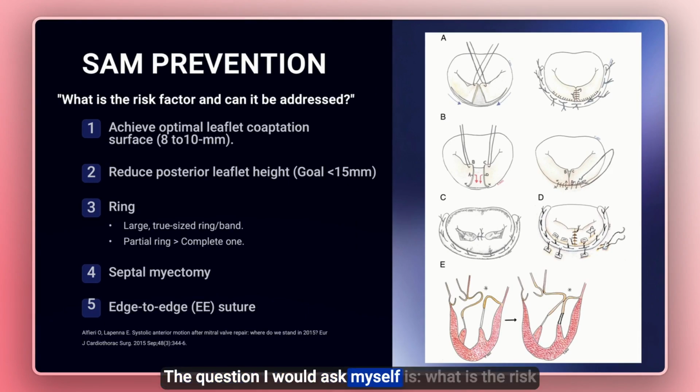The question I would ask myself is, what is the risk factor for SAM and what can be done to address it? First off, the goal is to achieve the optimal coaptation length. Again, this is 4 to 10 millimeters, but really optimally it's 8 to 10 millimeters. Over that, you can have too much redundant tissue that predisposes to SAM. The second is to reduce posterior leaflet height. The goal for a surgeon is less than 15 millimeters.